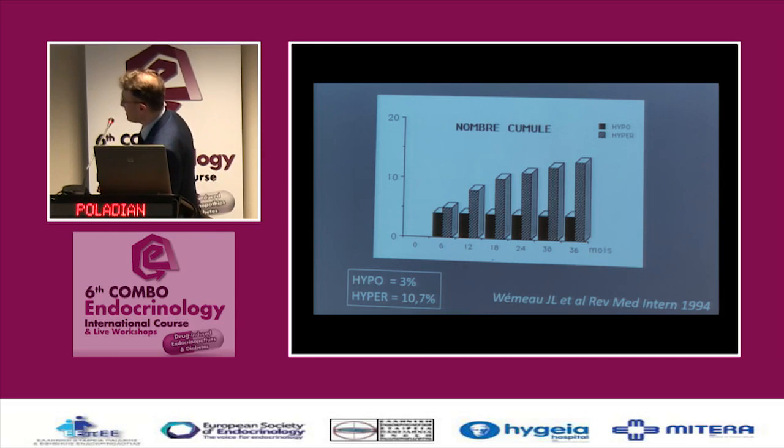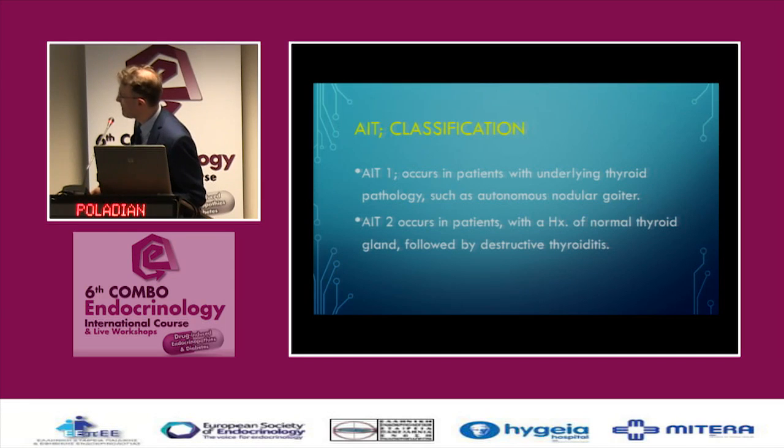So this gives us the second question. Can hypothyroidism be just changing to hyperthyroidism? We will see that. So the classification, we have amiodarone-induced thyrotoxicosis, type 1 and type 2. Type 1 occurs in patients with underlying thyroid pathology, such as autonomous nodule or goiter, and type 2 occurs in patients with a history of normal thyroid gland, followed by the destructive thyroiditis.